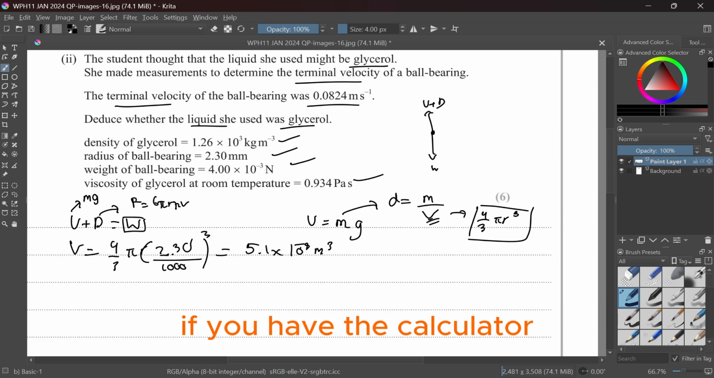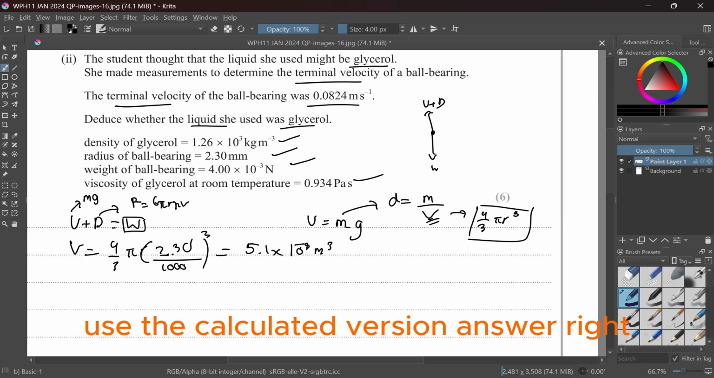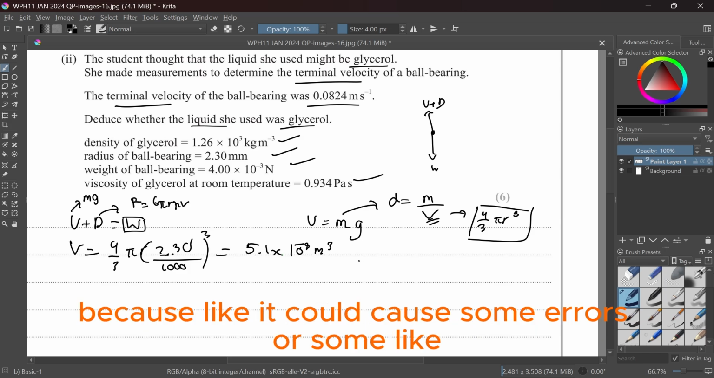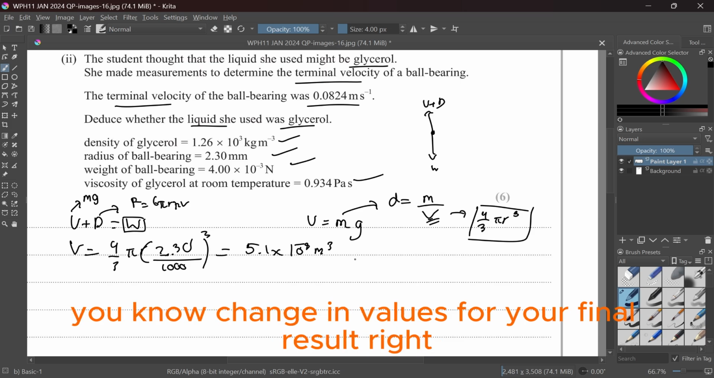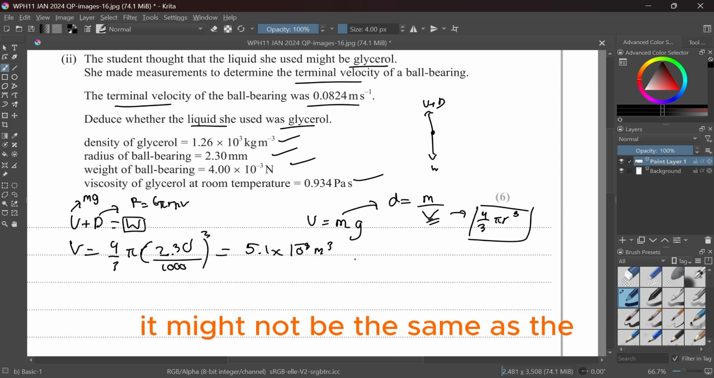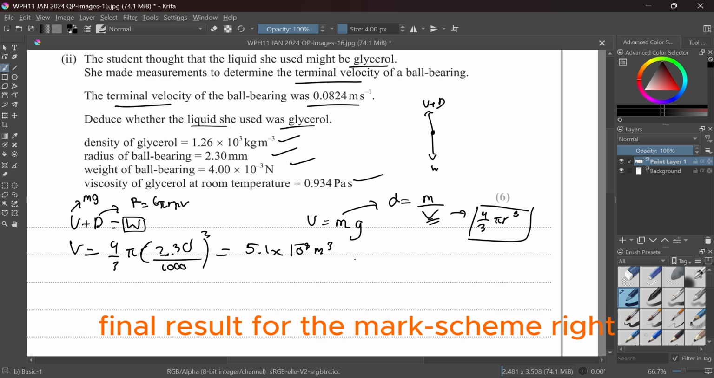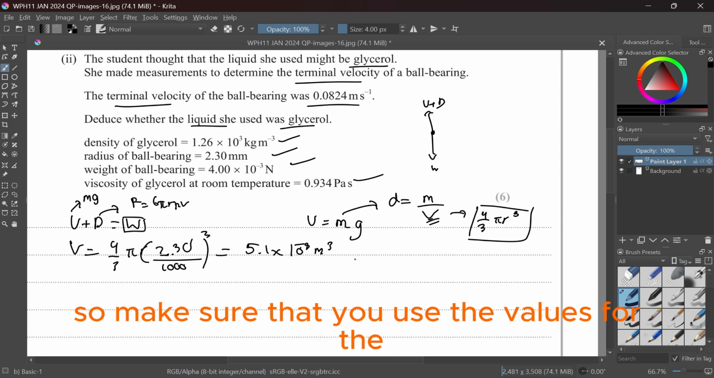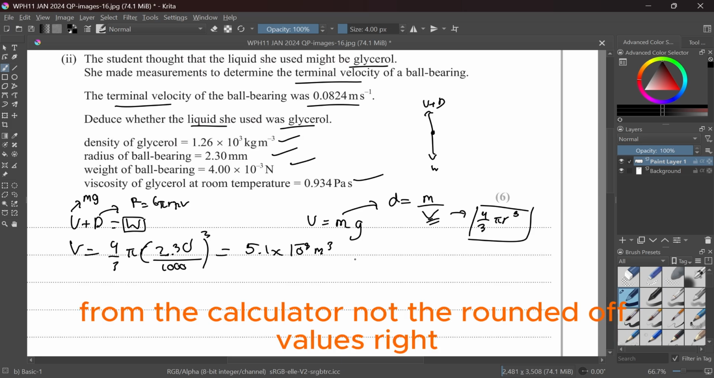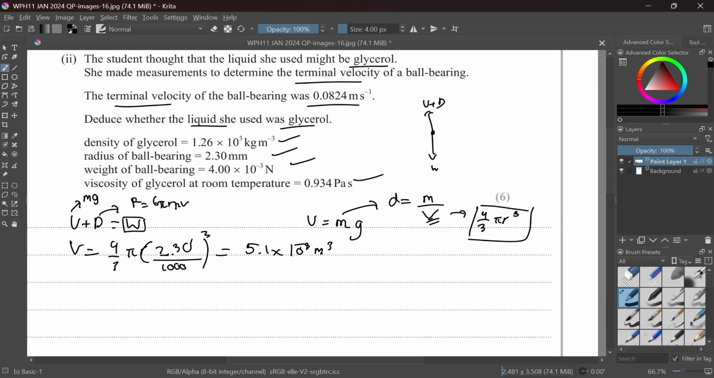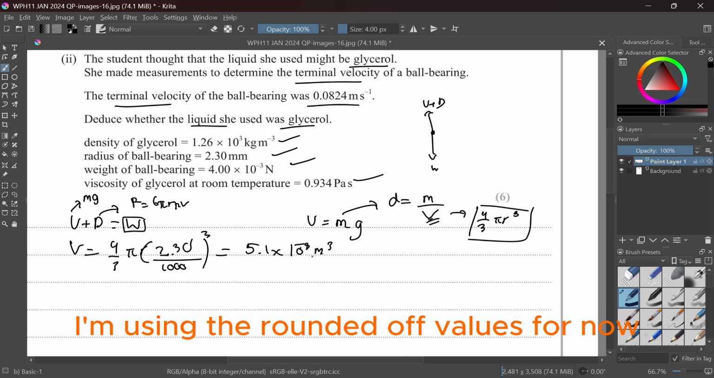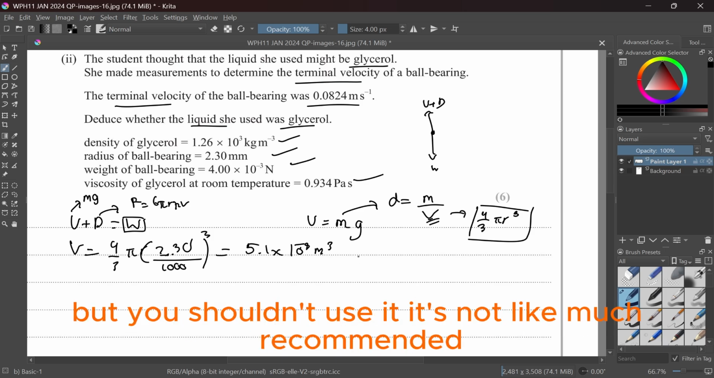If you have the calculator, use the calculated answer, not my answer, because it could cause some errors or some change in values for your final result, right? It might not be the same as the final result for the mark scheme. So make sure that you use the values from the calculator, not the rounded off values. I'm using the rounded off values for now, but you shouldn't use them. It's not recommended.